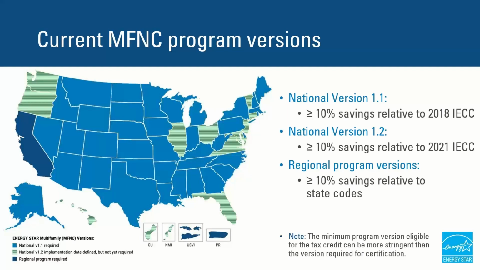We also have national version 1.2, which just like single family version 3.2 delivers at least 10% savings relative to the 2021 IECC, and that will become the minimum eligible version for certification in states that adopt the 2021 IECC or an equally rigorous code. And you can see in the green striped states, those are the states that we have an implementation timeline defined for version 1.2. And finally, we also have regional program versions in a few locations.